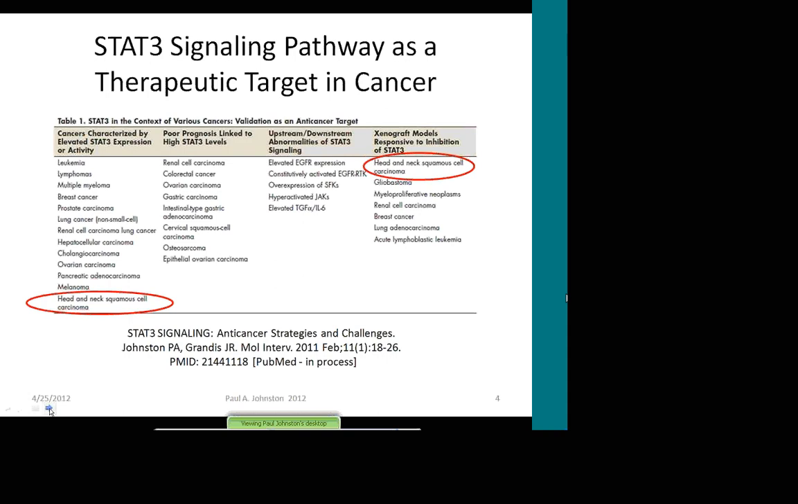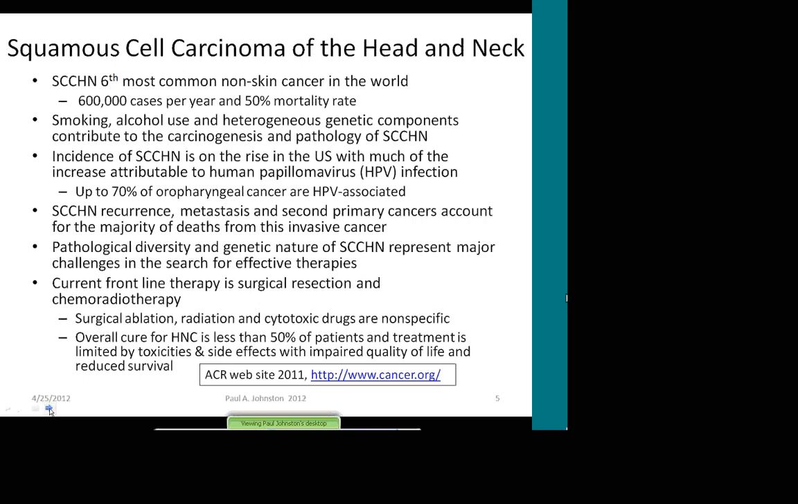Now, we're going to focus primarily on head and neck squamous cell carcinoma. There's a little bit of background taken from the AACR website, 2011, on head and neck cancer. It's the sixth most common non-skin cancer in the world. There are approximately 600,000 cases per year with a 50% mortality rate.